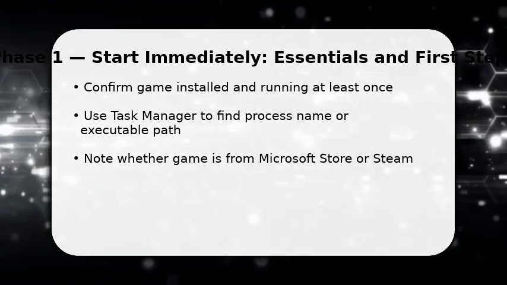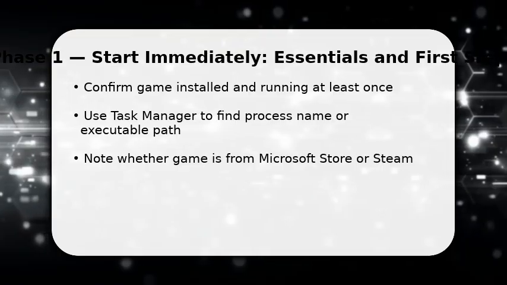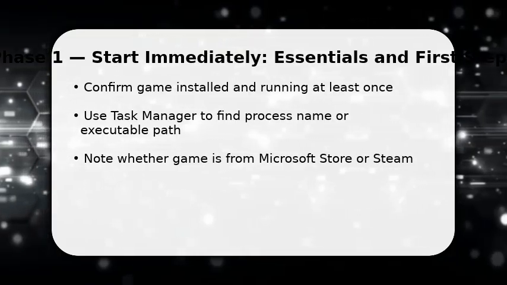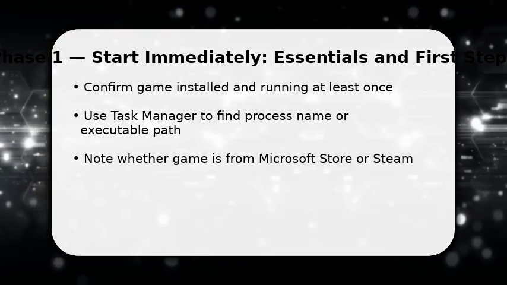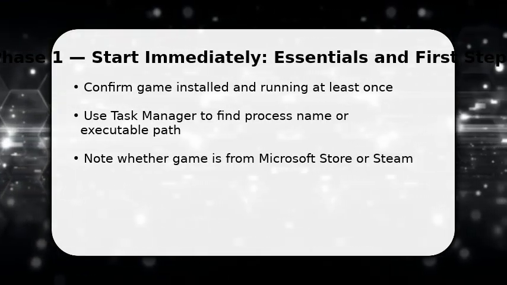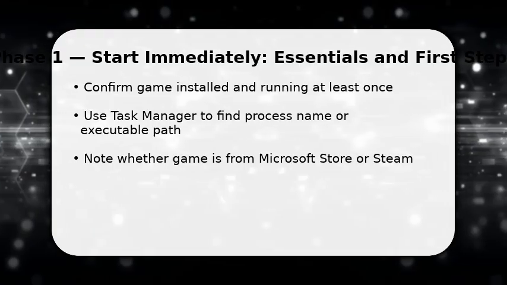If that option is missing, note the executable name and whether the game is from Steam, Epic, or Microsoft Store, because install paths differ. Once done, keep the launcher visible so you can cross-check files and permissions.